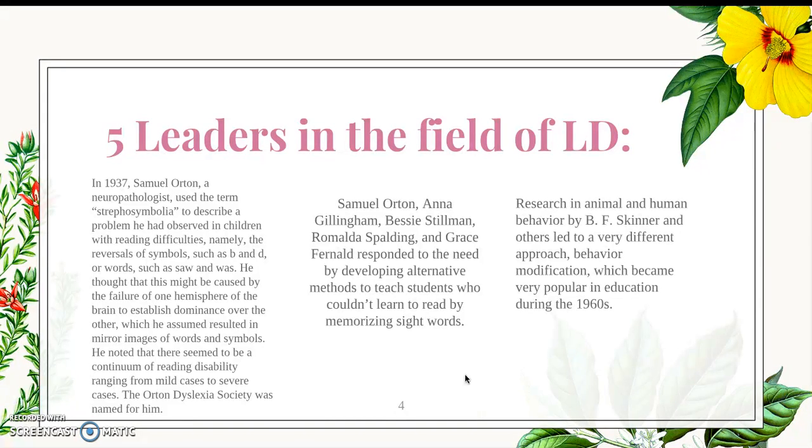And then Samuel Orton, Anna Gillingham, Bessie Stillman, Romalda Spalding, and Grace Fernald responded to the need by developing alternative methods to teach students who couldn't learn to read by memorizing sight words. And another notable person is B.F. Skinner, whose research on animal and human behavior created a different approach, behavior modification, which became very popular in education during the 1960s.